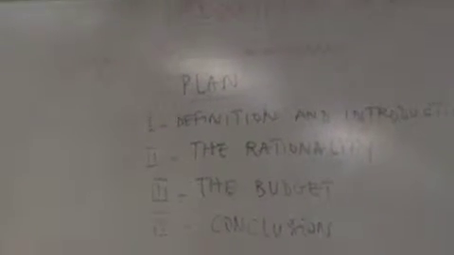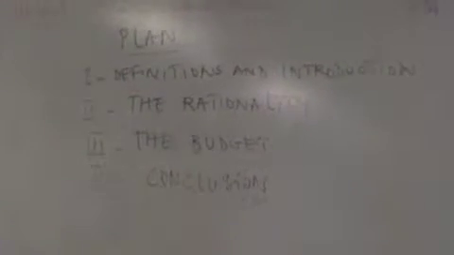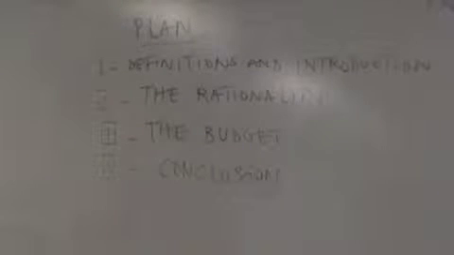My subject is how to save money. I can put it on the board. The plan is: the first step is to give the definition, an introduction. In the second step, we have to take the rationality aspect. In the third position, we have to present the budget. And last, the conclusion.